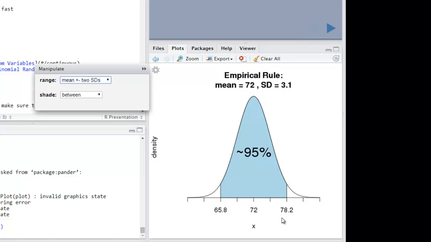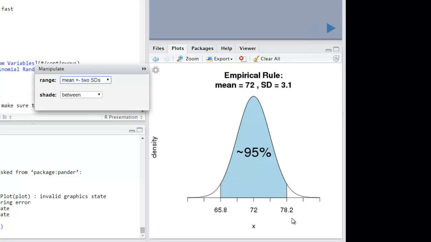The way that R arrived at these numbers was by simply adding and subtracting two sigmas, or two 3.1s, from the mean. So 72 minus 3.1 minus 3.1 got us to 65.8. And then 72 plus a standard deviation plus another standard deviation got us to 78.2. You can flip through the pickers to see that you can find various probabilities or values using this app.